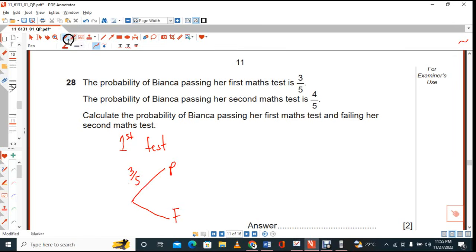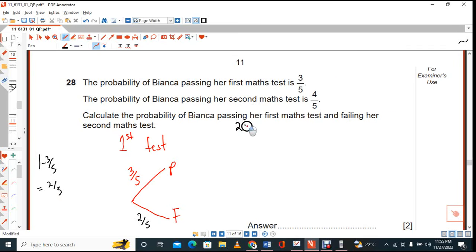So what do you need for her to fail? Well, for her to fail, it will be nothing but 2/5, because if you add these two fractions, you should get 1. So 1 minus 3/5 gives you 2/5. That is why I have this.